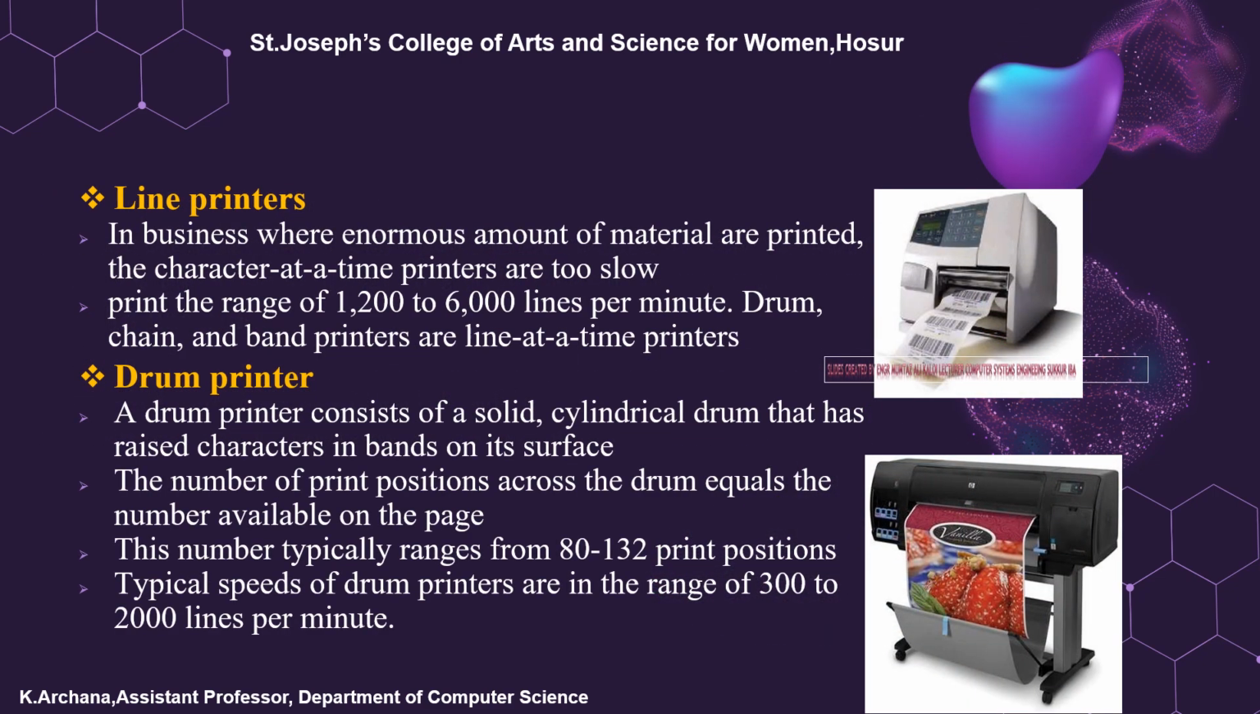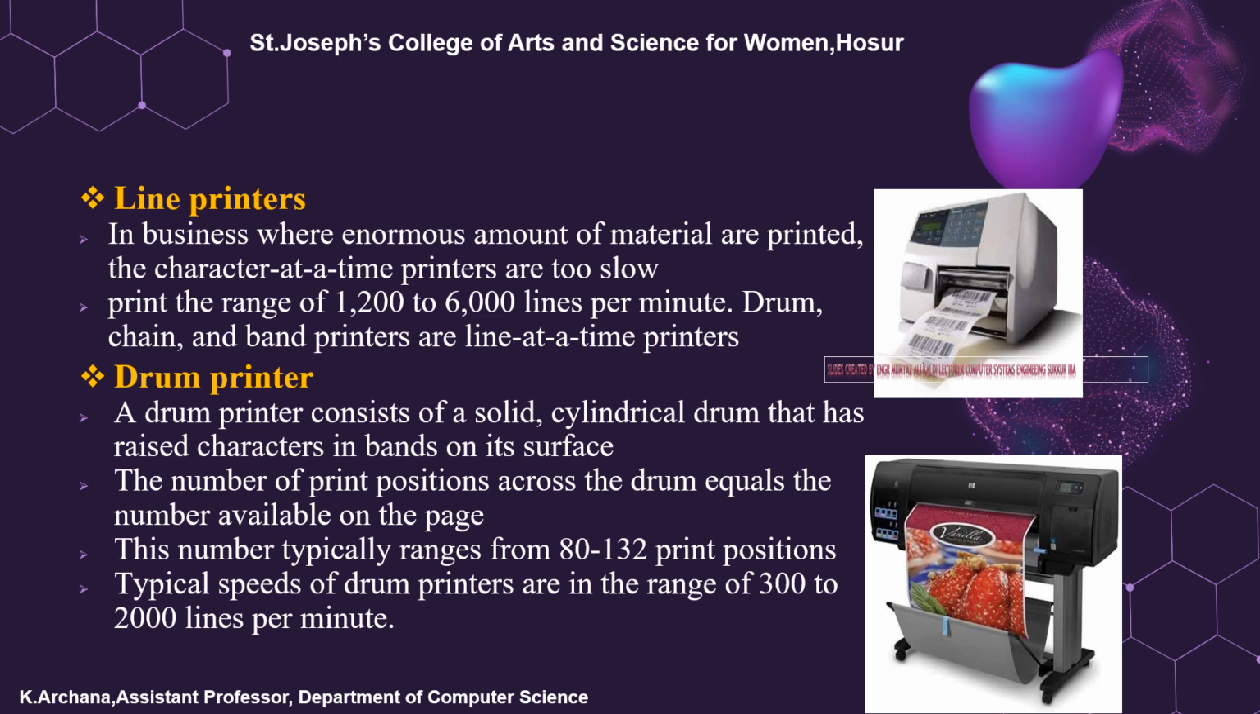Next one is the line printers. In businesses where enormous amounts of material are printed, the character at a time printers are too slow. Line printers print in the range of 1200 to 6000 lines per minute. Drum, chain and band printers are line at a time printers.